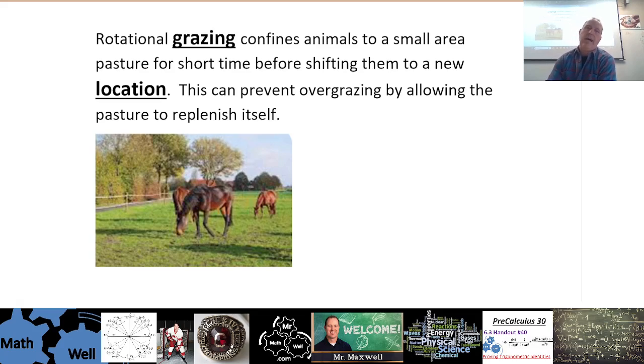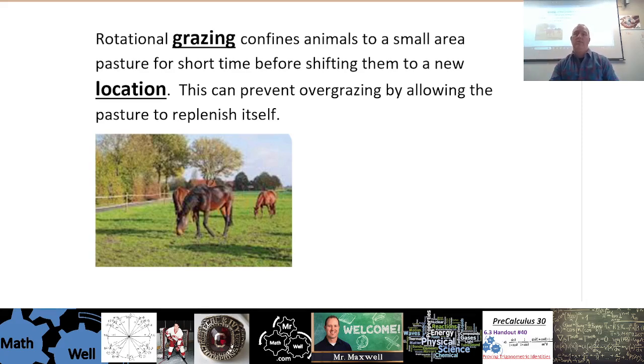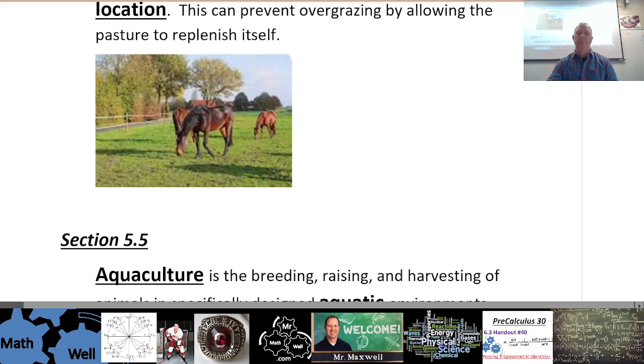So if you rotational graze your animals, here in this picture you see a fence, you see some horses grazing off this section of land, and then the next fenced off section will be growing that whole time that they're not there. Then they'll move them over and let them graze in this spot, eat that down for a month or whatever, and then move them again. So this can prevent overgrazing by allowing the pasture to replenish itself. Okay.